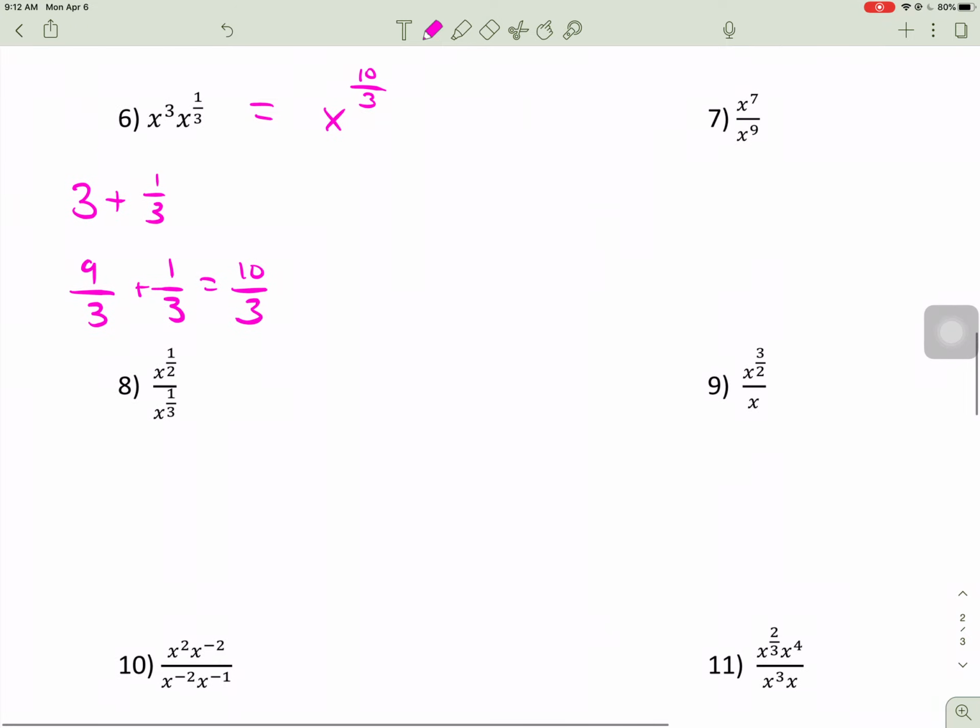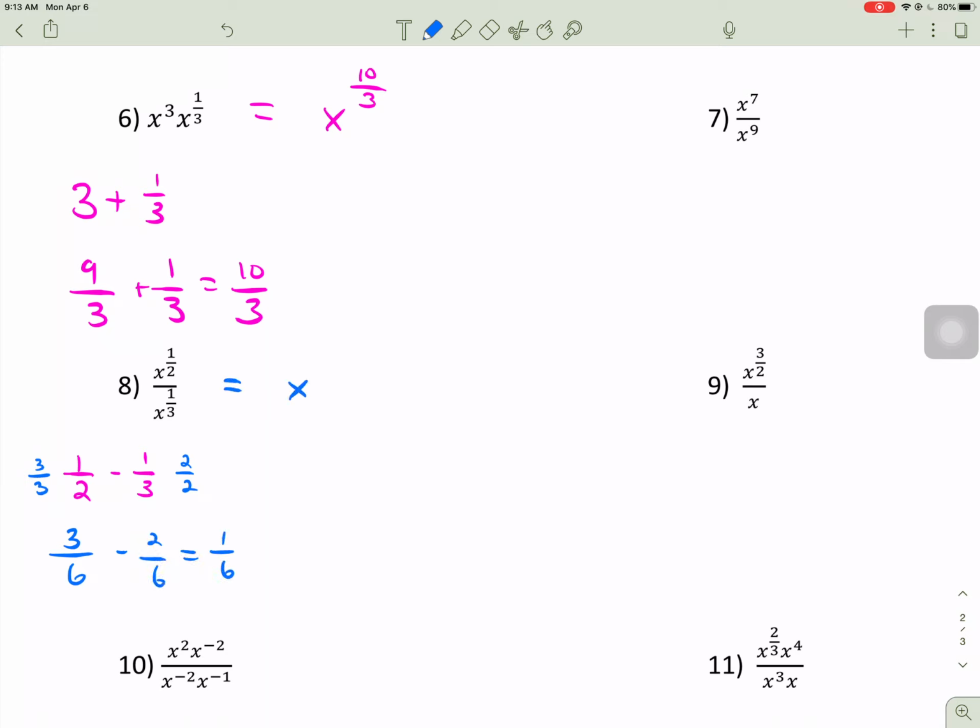What about here? x to the 1/2 divided by x to the third. It's divide, so we keep the base, subtract the exponents. What's 1/2 minus 1/3? We need a common denominator. So I'm going to multiply this by, what's the common denominator? 6. So 3 over 3, 2 over 2, 3 over 6 minus 2 over 6 is 1 over 6. So we get x to the 1/6 power.